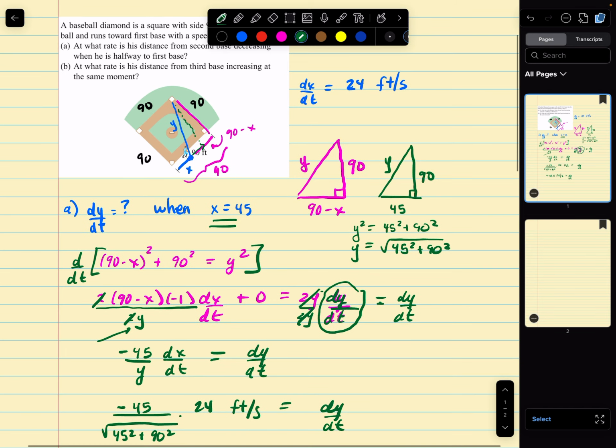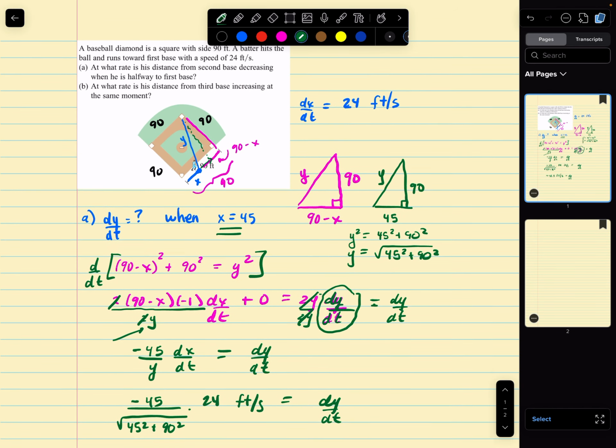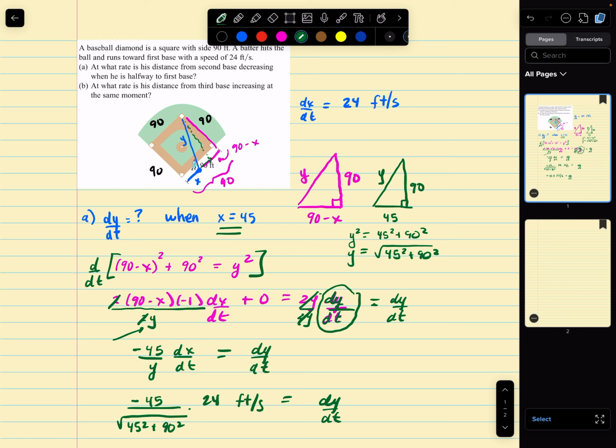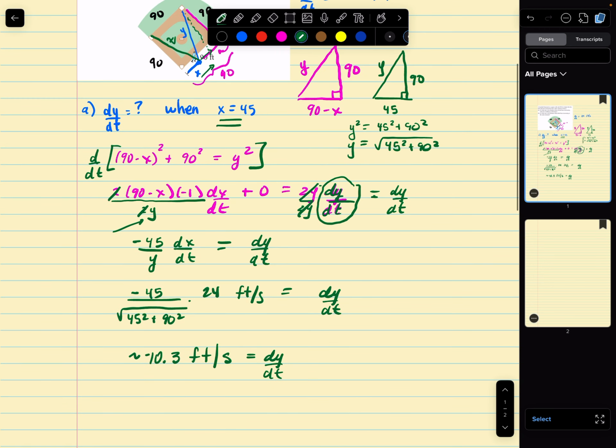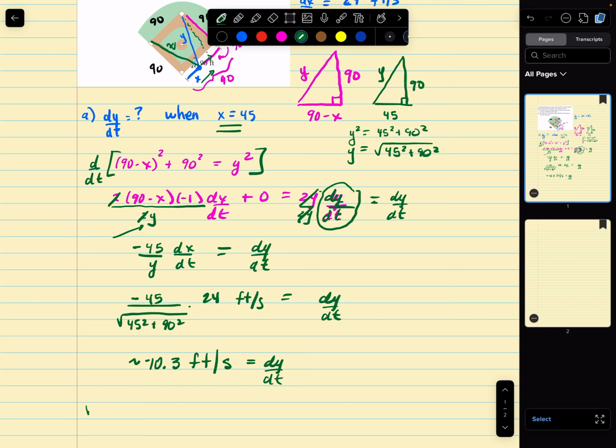Okay, now let's look at part B. Part B is, at what rate is his distance from third base increasing? So this is right there. We'll say that's z. And as he moves along this first base line, that x gets bigger, and so does the green line, the z. So we see we have a nice triangle here. So let's put B here. So B, we want to find out what dz/dt is at the same moment in time. So when x is 45.